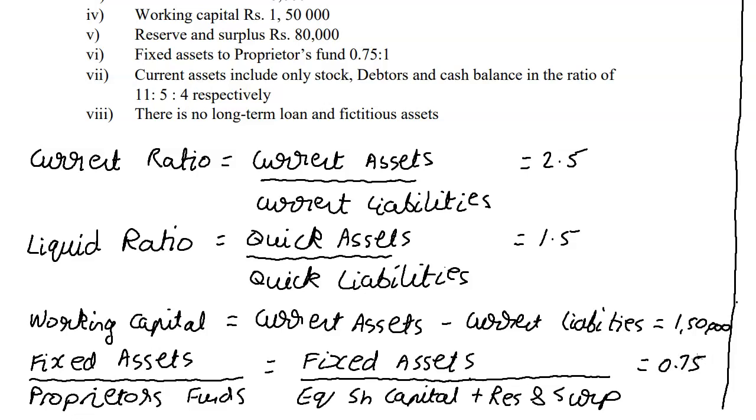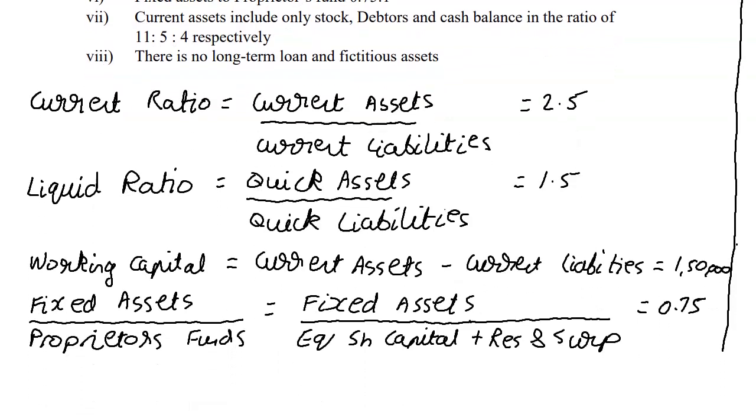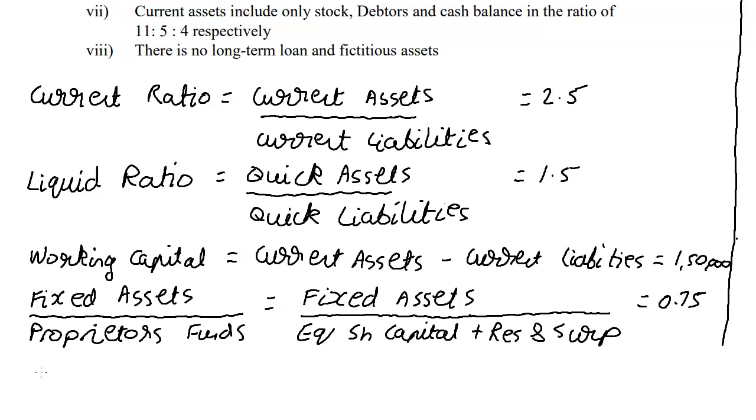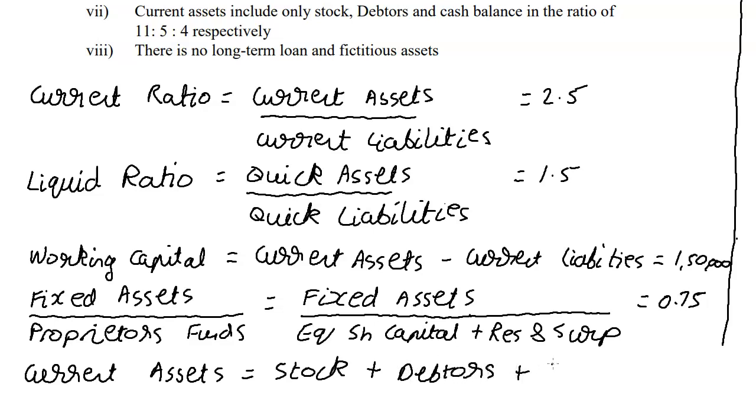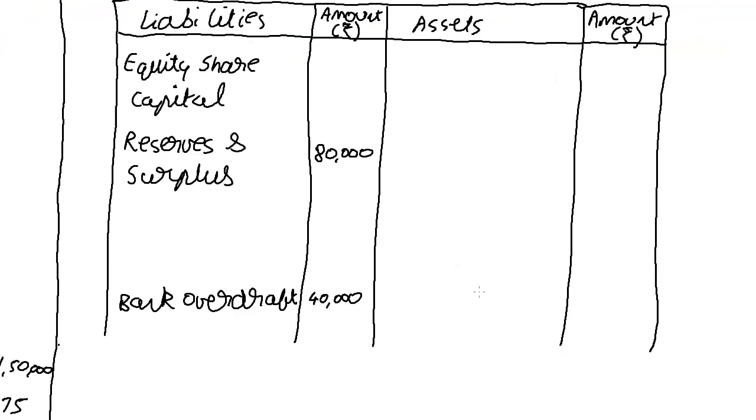0.75:1. Now, they've also told us that the current assets include only these items. For the sake of completeness, I'm going to do it here first, and then we can give the outline in the balance sheet. Current assets is equal to only stock, debtors and cash balance.